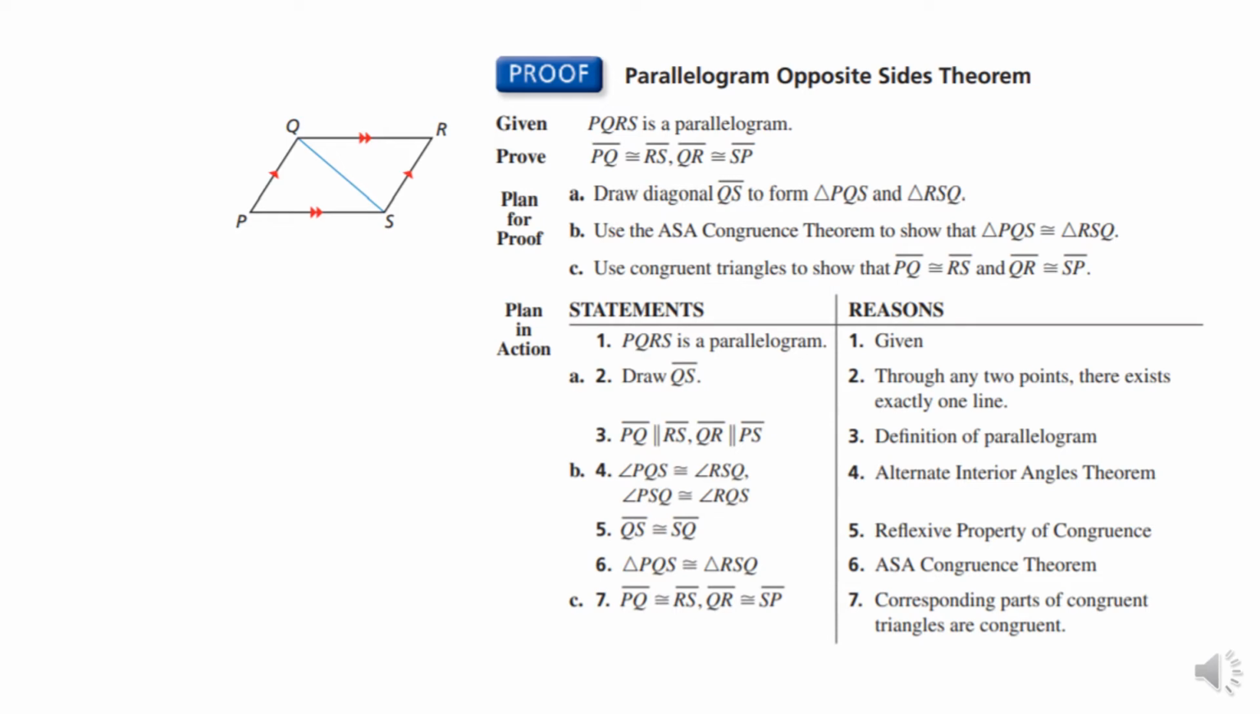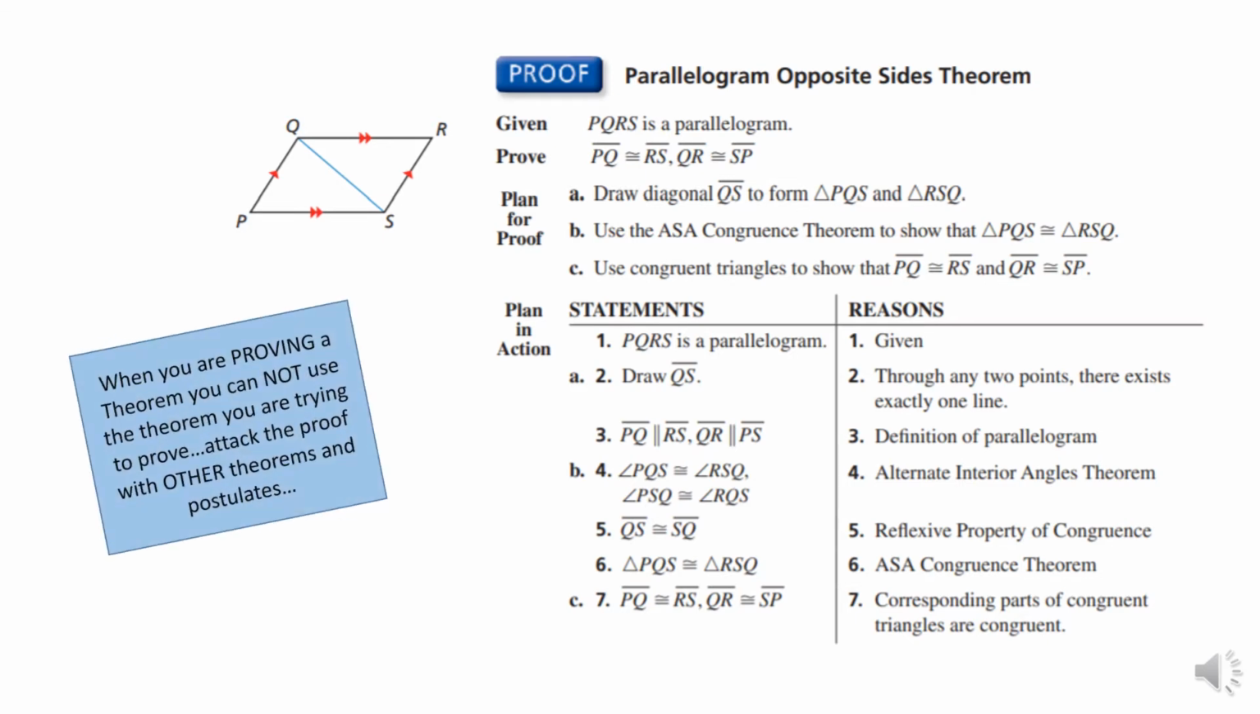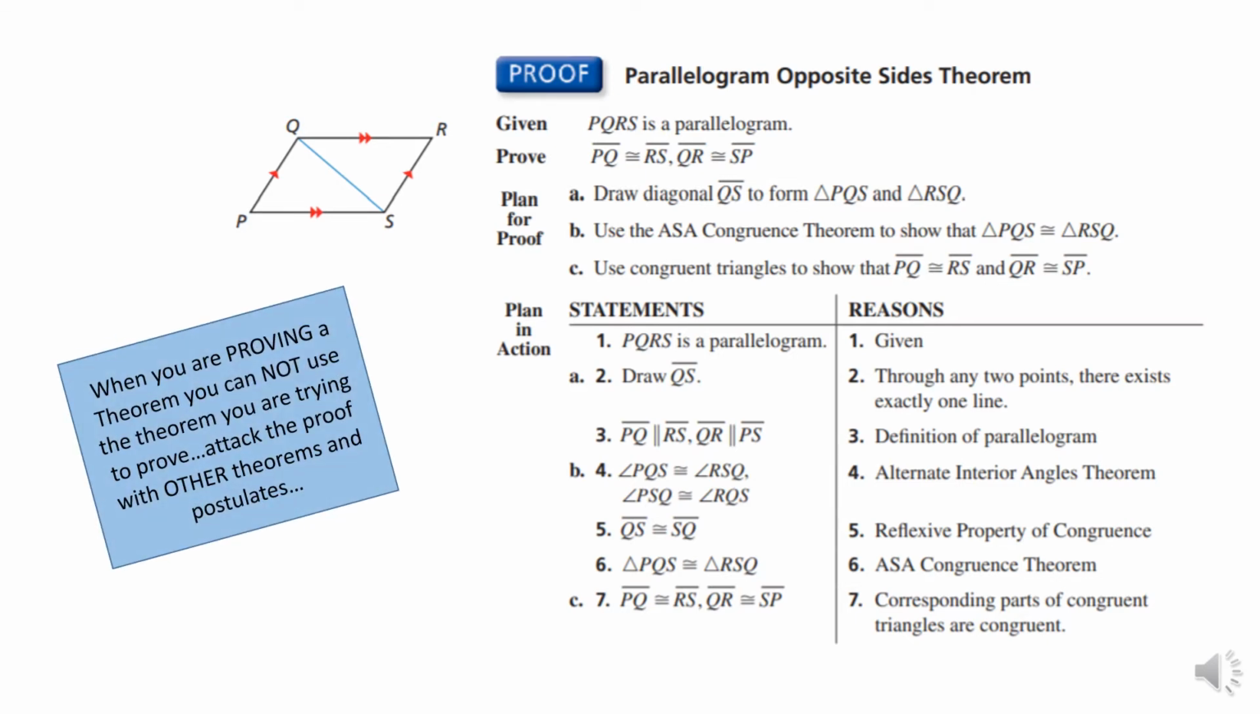Okay, so here is the proof of the parallelogram opposite side theorem. So again, I'm going to ask you to pause and read through this and follow the logical thinking of each one of these to see if you can see how it progresses. If you have any questions, you can ask me. But here's the thing you need to remember. When you are proving a theorem, you cannot use the theorem you're trying to prove. So you have to attack the proof with other theorems and postulates. So take a look and see how they did this one. When you're ready, you can push go again.